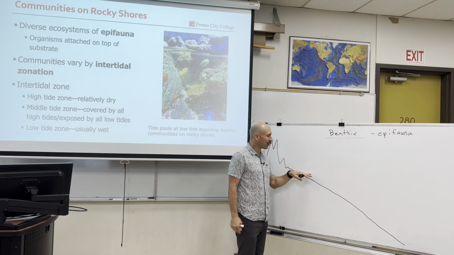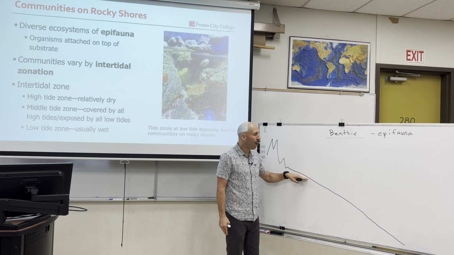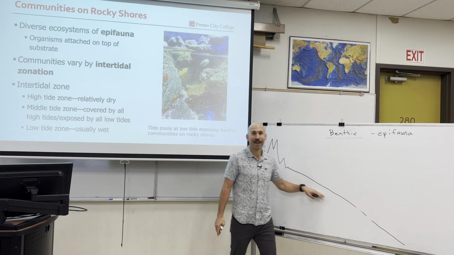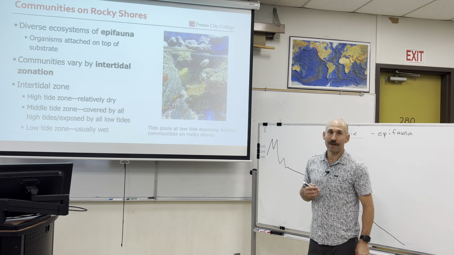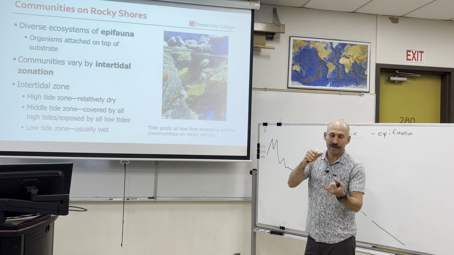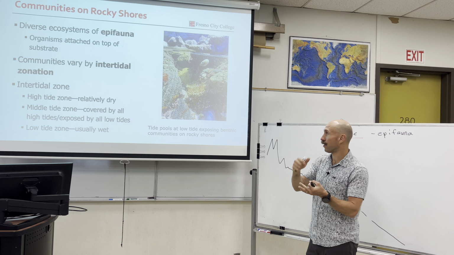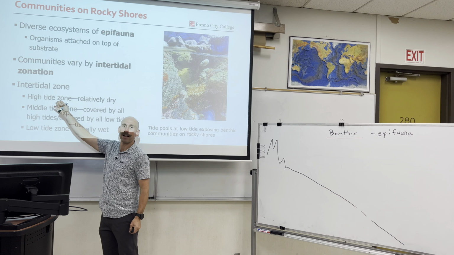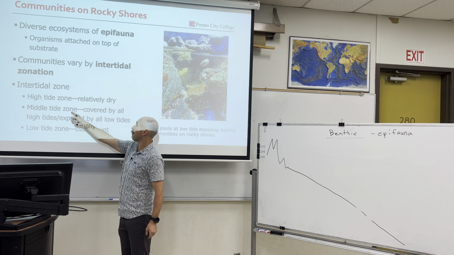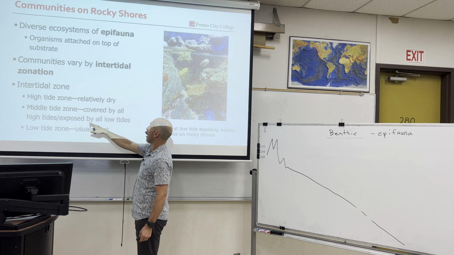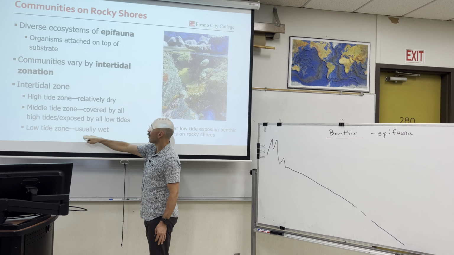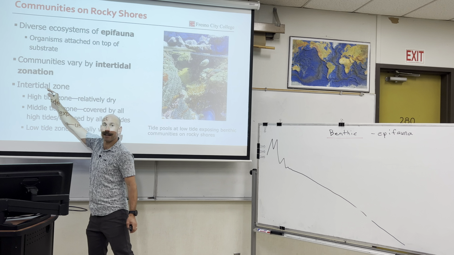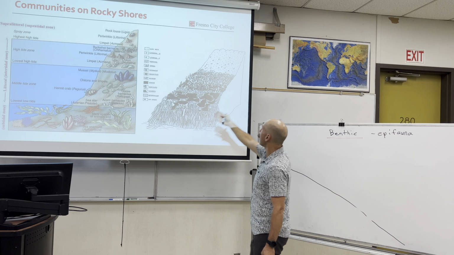In application, what that does is it means that where the water meets the land, the shoreline moves. It moves up and it moves down every single day. It's varied by location depending on the shape of the coastline, the continents, the oceanic currents. There's a few different factors that go into it, but for the most part, we have high tide, a relatively dry zone, middle tide, covered by all high tides, exposed by all low tides, and low tide, which is usually wet. We also have above the high tide and below the low tide, giving us a zonation.